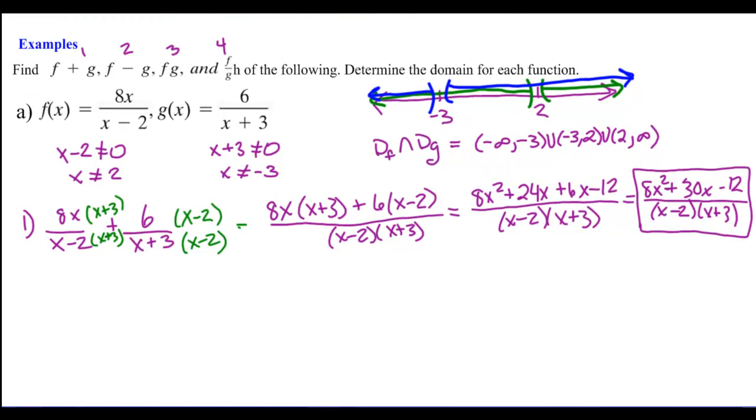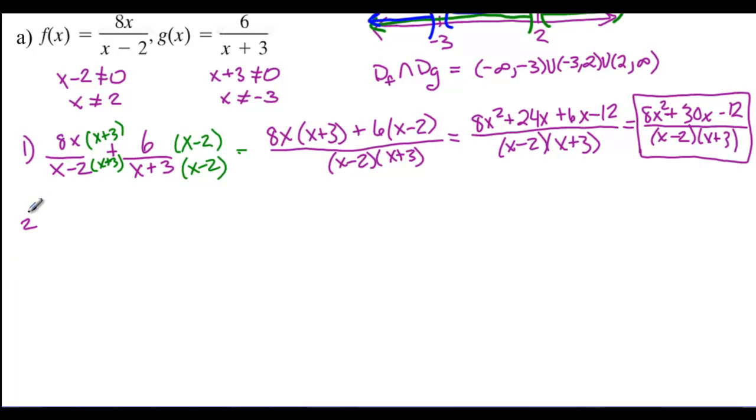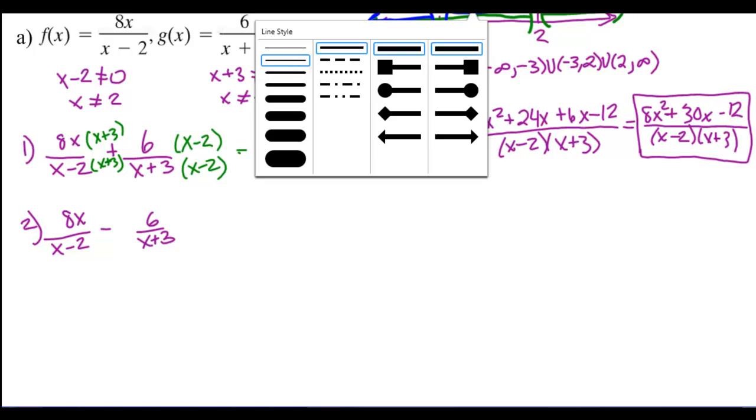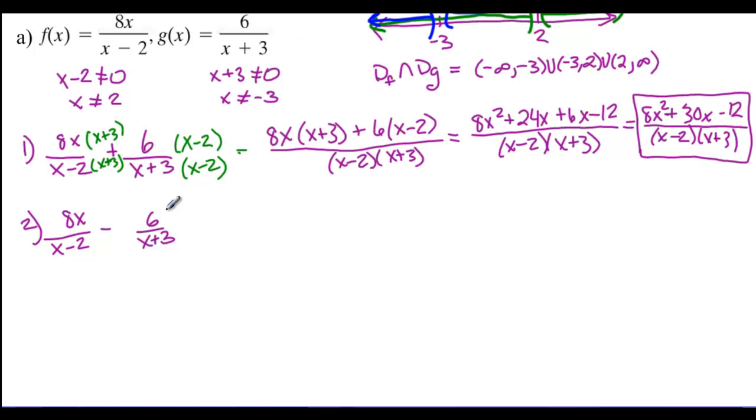So let's work on number 2. And this is when it has to subtract. So we're going to have 8x over x minus 2 minus 6 over x plus 3. And we're going to go through the same first step as we did on the first part. And we're going to get a common denominator. So we're going to have to multiply by x minus 2 top and bottom over here. And multiply by x plus 3 top and bottom over here.